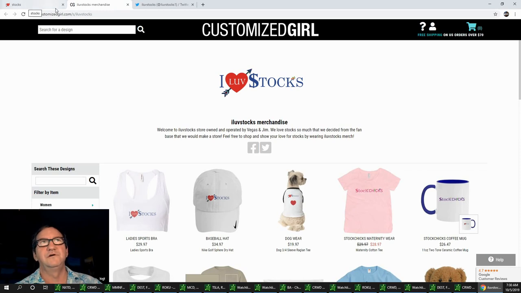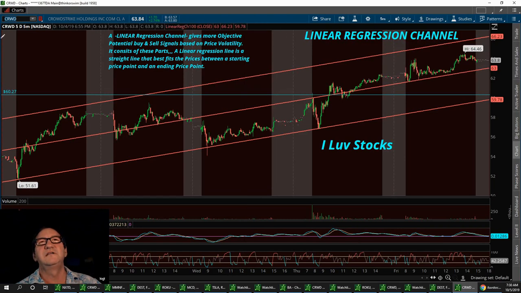And we're going to go ahead and go straight to the stock. And we're going to talk about the linear regression channel. It gives you more objective potential buy and sell signals based on price volatility. It consists of these parts. A linear regression line is a straight line that best fits all prices between the starting price point and the ending price point. In other words, it gives you your supports.